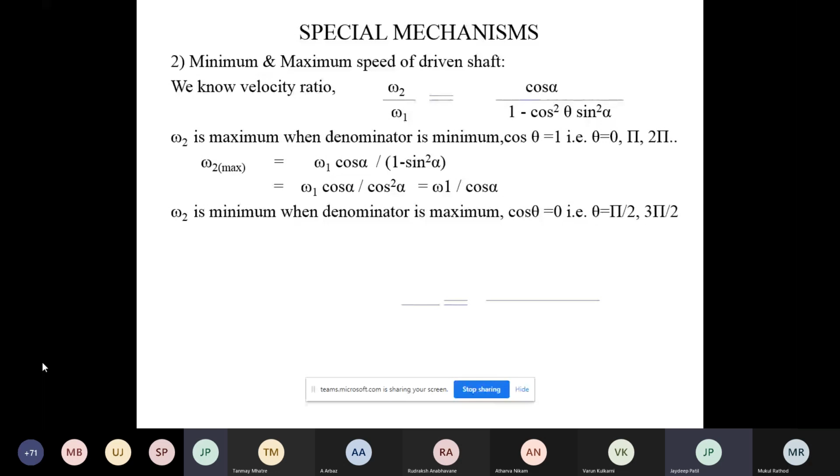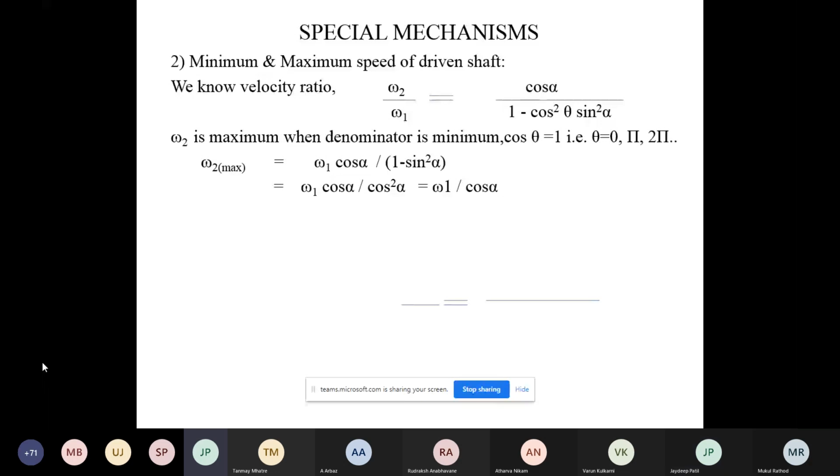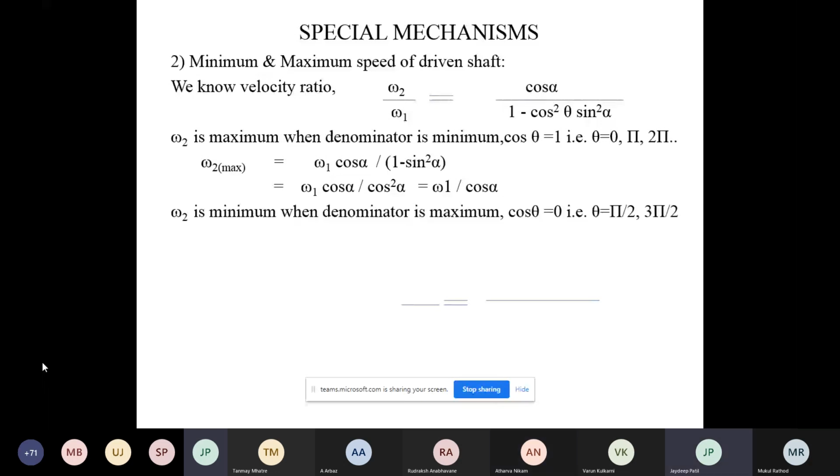And omega 2 is minimum. When will you get omega 2 minimum? Omega 2 minimum कब मिलेगा मुझे? When the denominator is maximum. Cos theta कितना होता है मुझे? 0. 0 means 1 आएगा denominator, not less than 1. Cos theta 0 आने के लिए मेरा एंगल कितना चाहिए? Pi by 2 to 3 pi by 2, means 90 to 270 like this. Is it right? Means the speed of the driven shaft is minimum at the location where the angle of turn is 90 degree or 270 degree. Now these angles are very important.